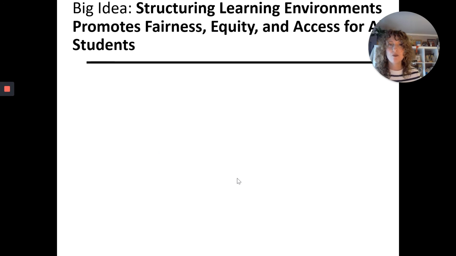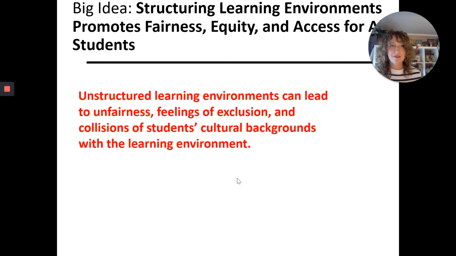So how do we structure learning environments to promote fairness, equity, and access for all students? How do we do that? First of all, we have to define what we mean by unstructured learning environments. The mobile experience is actually designed to be an unstructured learning environment, right? You were just given a task and told to do it. There weren't any instructions about how to do it. It was just do it. And you had what you had, and you just had to do it. That's a classic example of an unstructured learning environment.